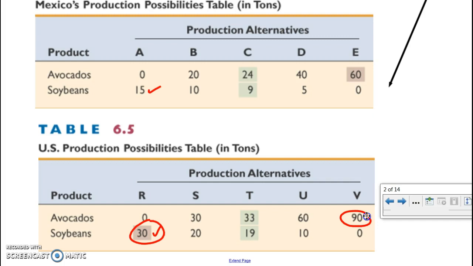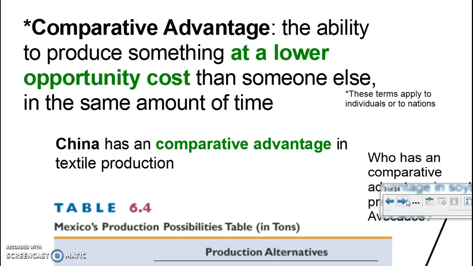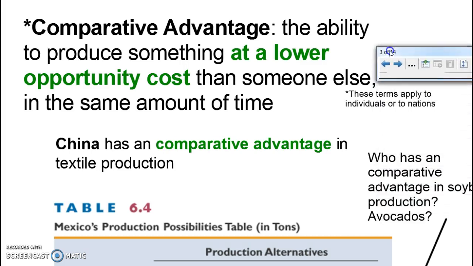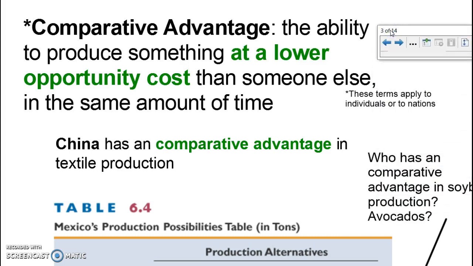But remember, every time we produce an avocado, we're actually giving up soybeans. And every time we produce soybeans, we're giving up avocados. So there's actually an opportunity cost. We can't actually produce 90 avocados and 30 soybeans, right? We have to give up something when we produce something. So comparative advantage focuses on this, the ability to produce something at a lower opportunity cost than another person, than another country, given the same time frame.